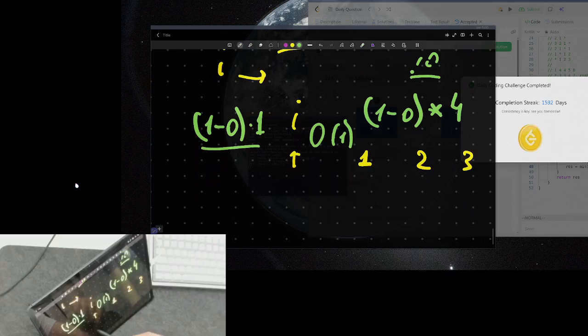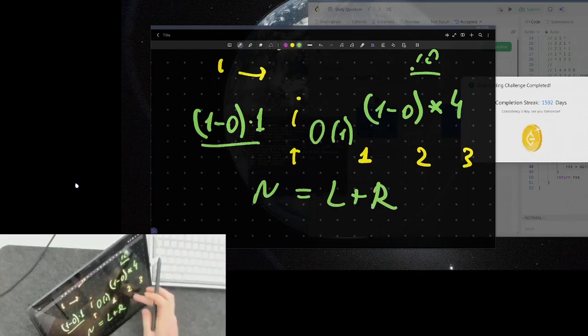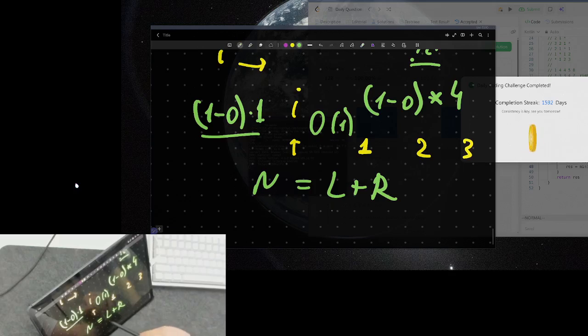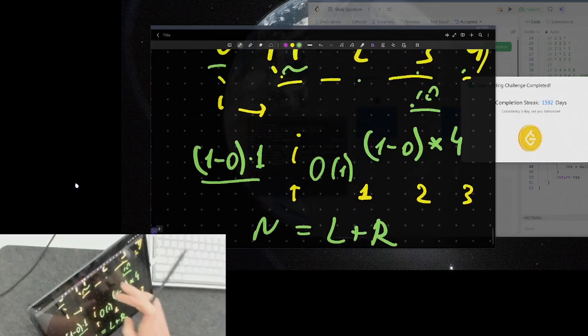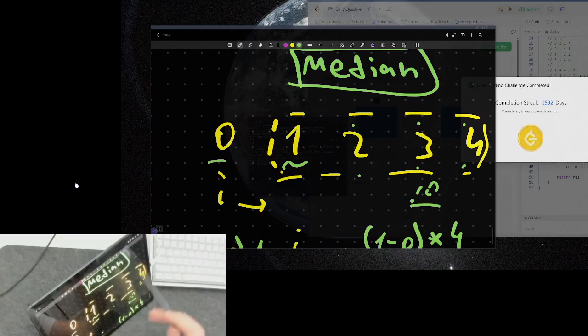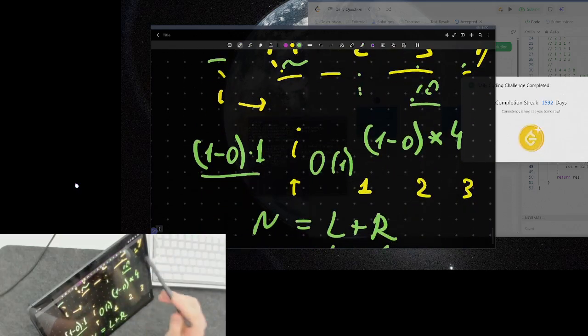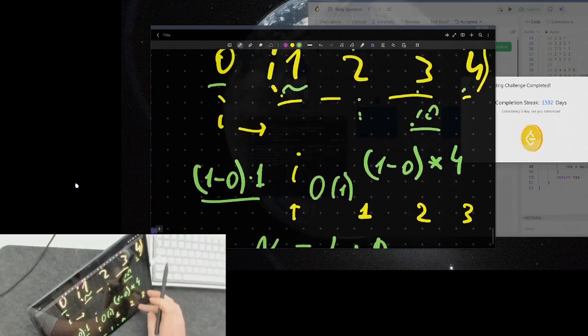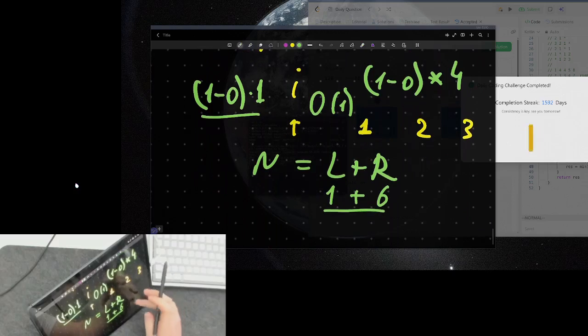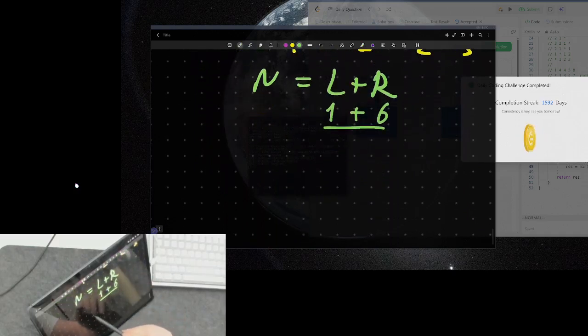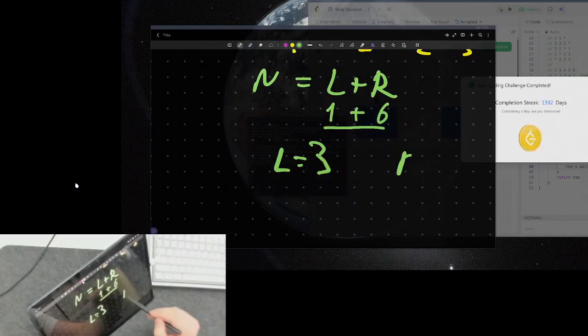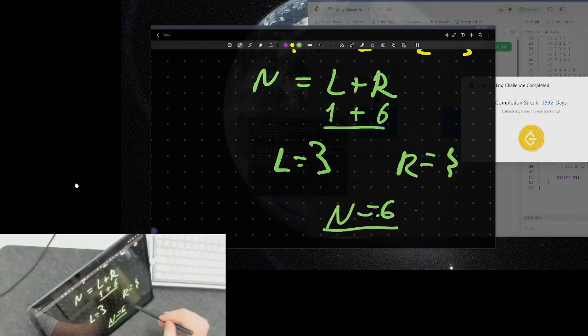And our total number of operations is left plus right. Basically 1 plus 6. And this is for position of 1. And then for position of 2, it would be the same logic, and you can check it, but the total would be left equal 3 and right equal 3, and the total number would be 6, and this would be optimal.